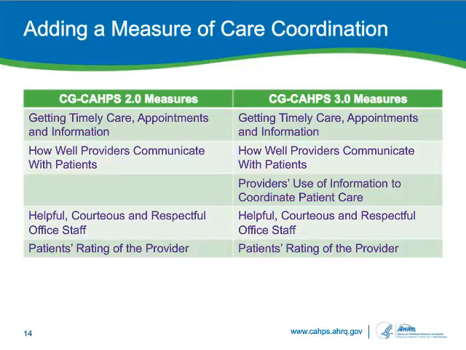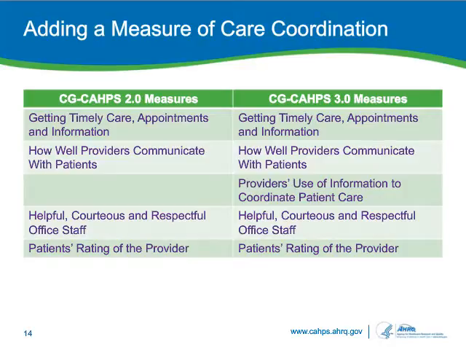That's the new care coordination measure. So where 2.0 had 4 key measures, 3 composites and an overall rating, CG-CAHPS 3.0 now has 5 key measures, 4 composite measures, and the overall rating of provider. So let's now drill down on each of those measures and see how they've changed.